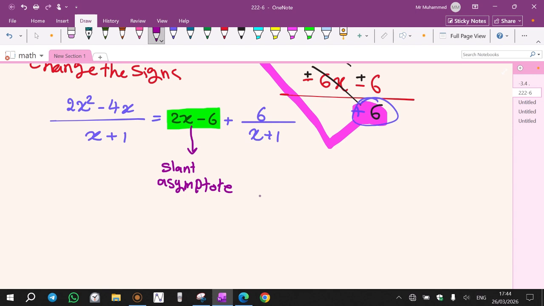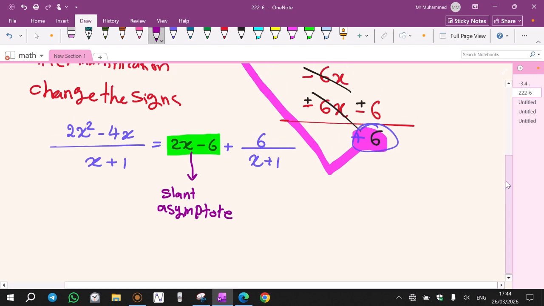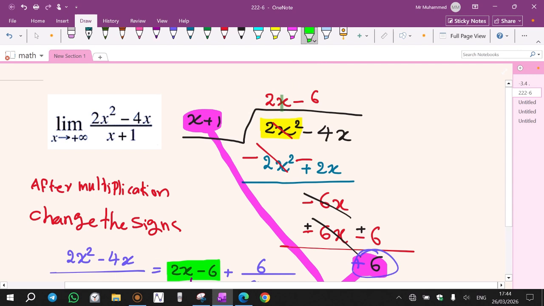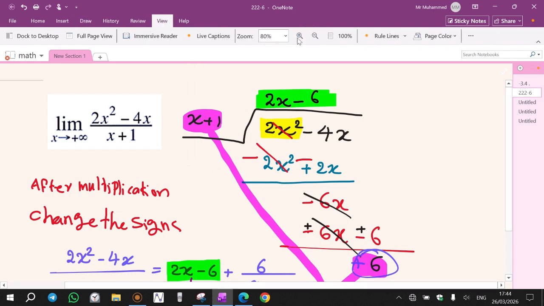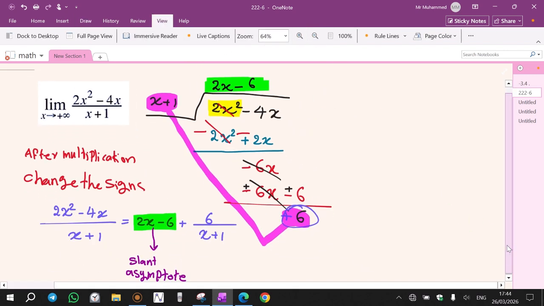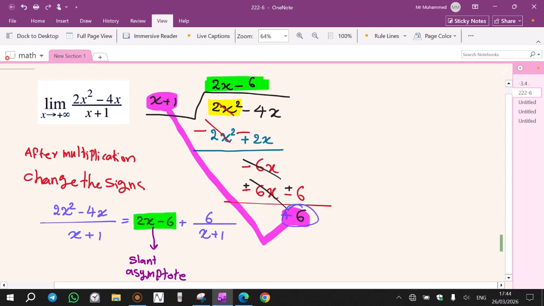Now we have a rational function where the degree of the numerator is 1 more than the degree of the denominator. That means there is a slant asymptote. This linear function, which is the result of the division, is the slant asymptote, and this one is the remainder. The remainder usually is not important, but since it's in the book, we don't skip anything. This is how we do the long division.